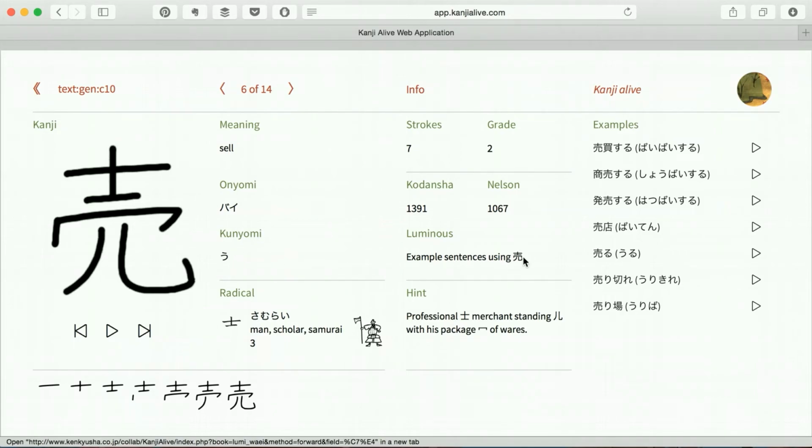Words that we know that use this kanji: uru, to sell. Baiten is a shop or kiosk, the kanji for sell and the kanji for shop. Uriba is a market or sales floor.